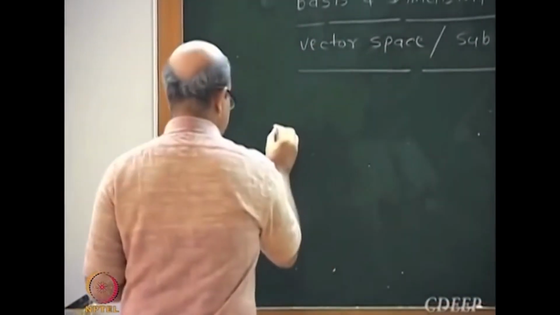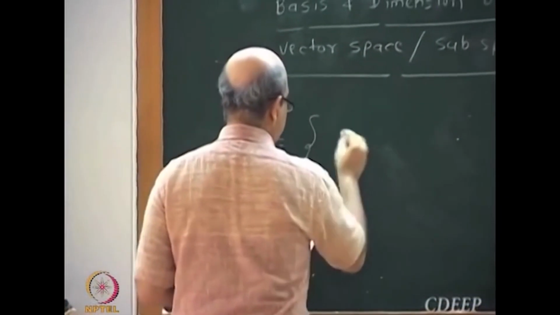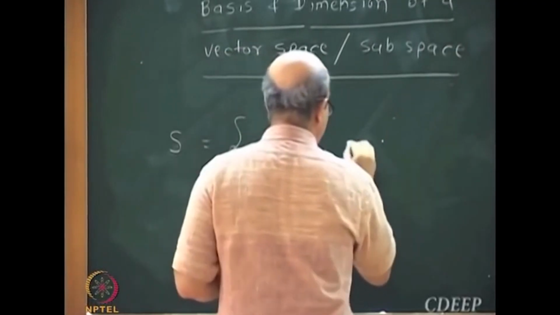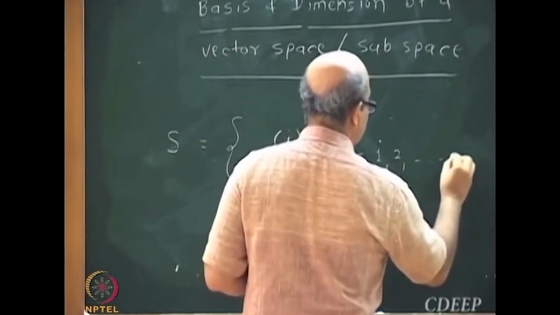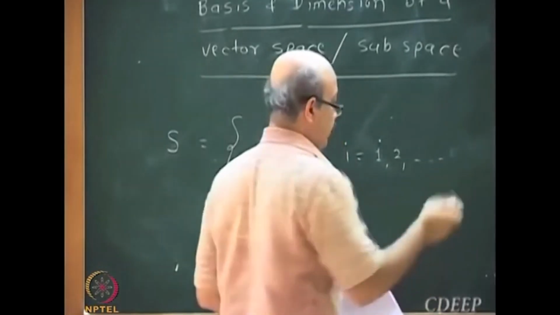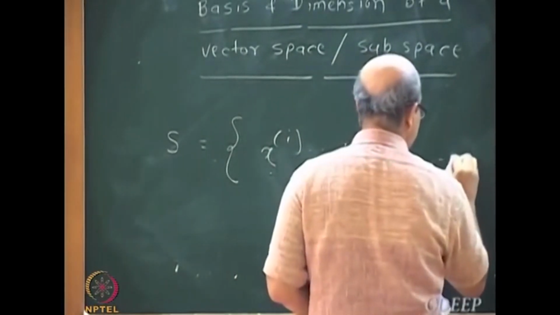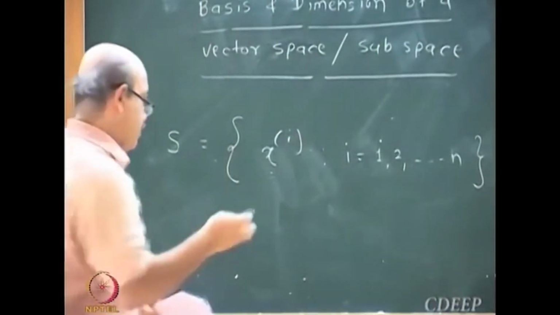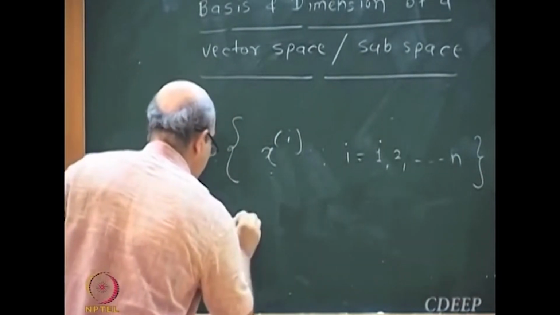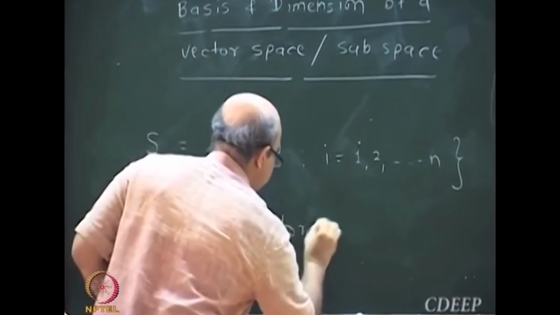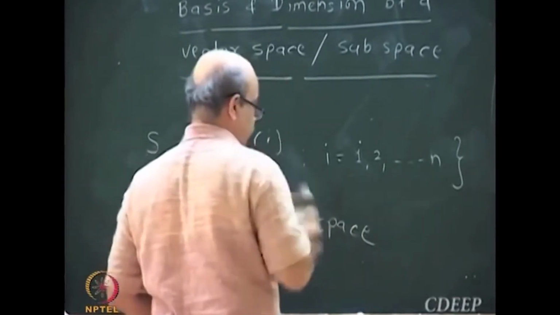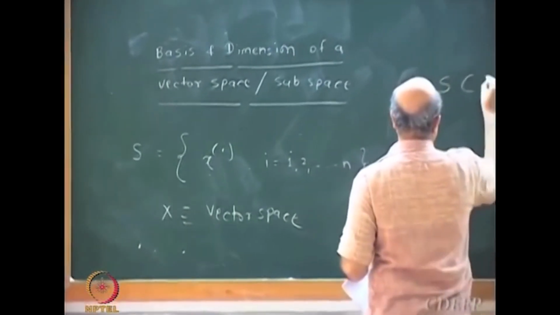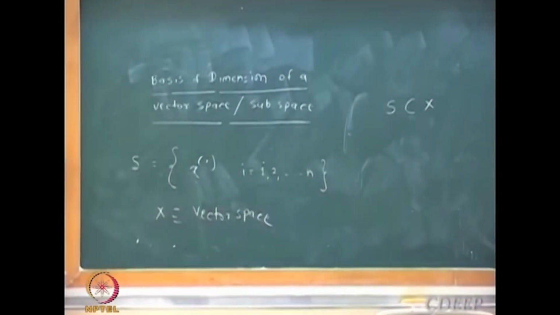This notation was a set S, let's say, defined as xi, where i is equal to 1, 2, and so on. This could be a finite set in some situations, it could be an infinite set. I am currently defining a finite set of n vectors. This means there are n vectors. S belongs to some vector space. So X is my vector space, and S is a subset of X.